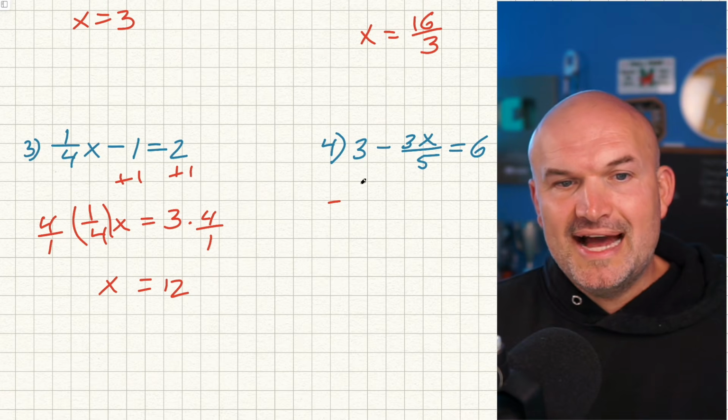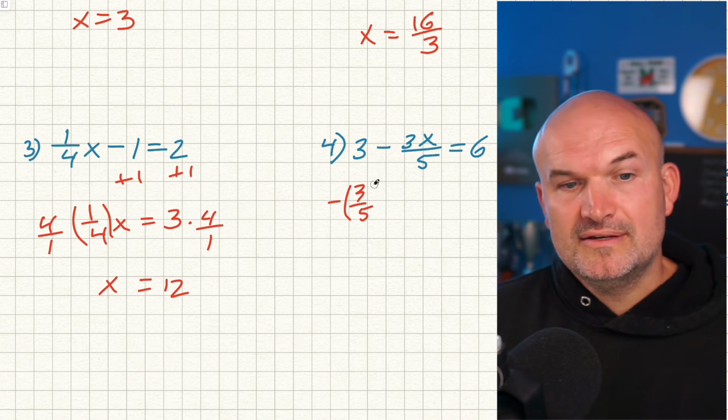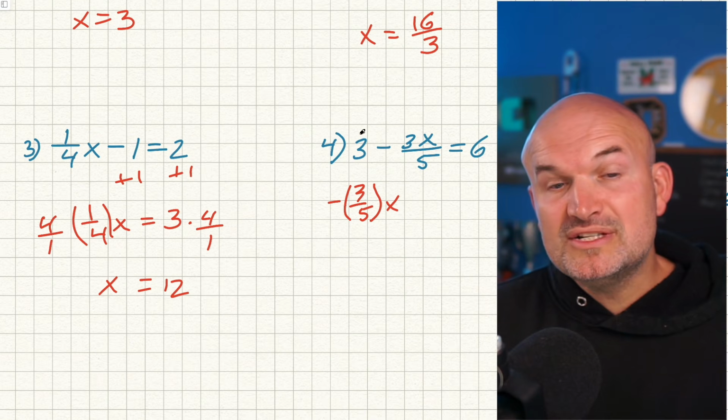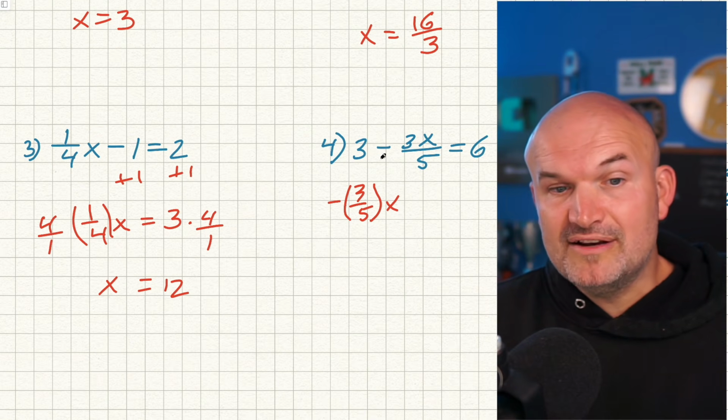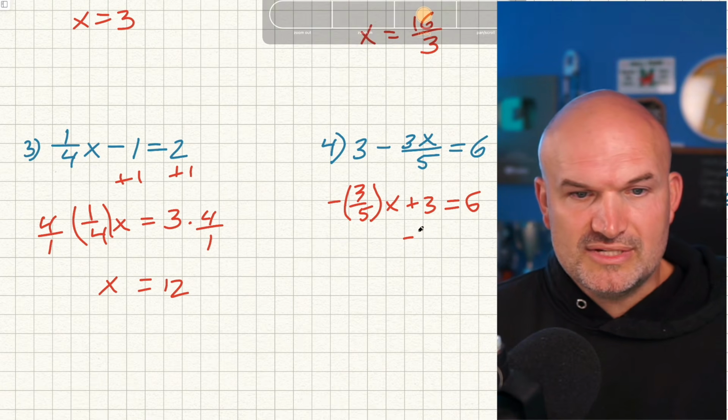And I would rewrite it like this, not -3 times x divided by 5, but -3/5 x. And then notice this 3, it doesn't have a sign in front of it. So it's a +3 is equal to 6. Now again, before I worry about the fractions, I'm going to subtract a 3 on both sides.